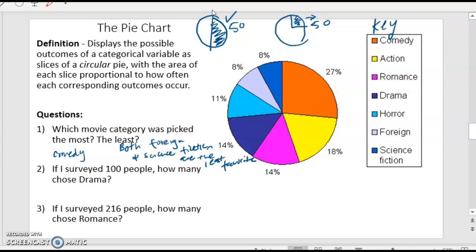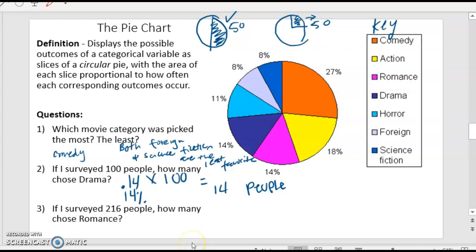Okay. From there, you can also use the graph and its percentages to understand how many people fall in that percentage. So if I were to ask, if I surveyed 100 people, how many chose drama? We look on our pie chart to find where drama is. Drama is this dark purplish or dark blue. That's going to be 14%. So if I take 14%, which as a decimal is 0.14, and multiply it by 100, that's going to tell me that 14 people chose drama. Okay, 100 is easy, so 100 times a percent is just that actual number.